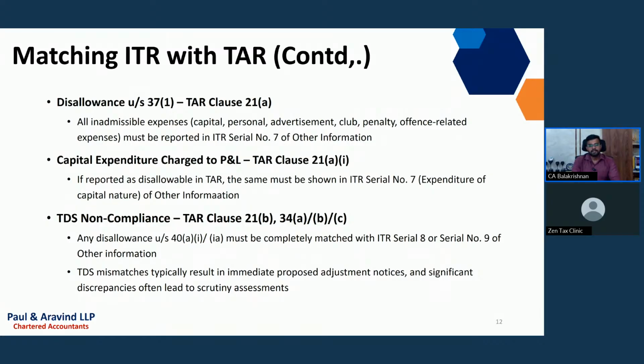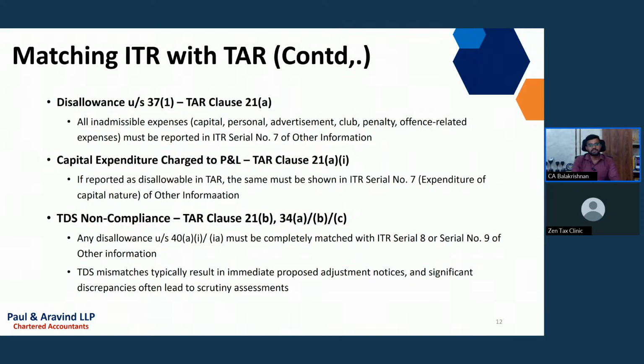And TDS non-compliance. For example, if we need to deduct TDS on some expenses but we did not deduct TDS, then it must be reported under 40A(1) or 40A(1)(a), as the case may be. 40A(1) is for payments to non-residents. 40A(1)(a) is for payments to residents other than salary. And this must be matched with serial number 8 and serial number 9 of Other Information in the ITR.